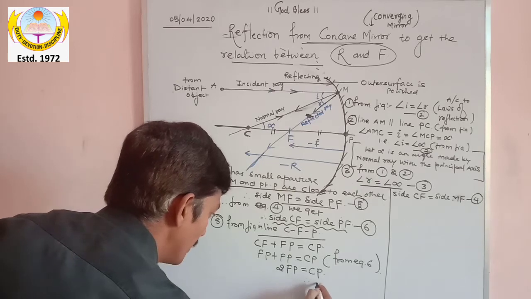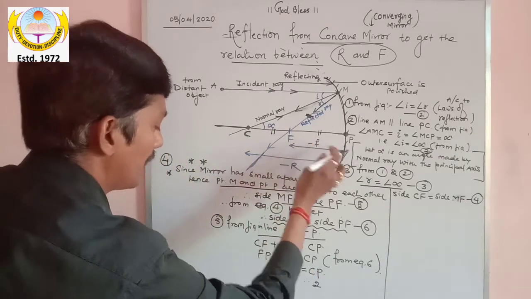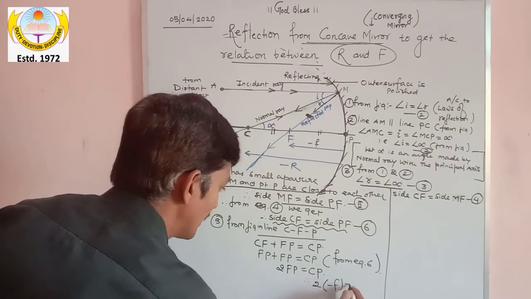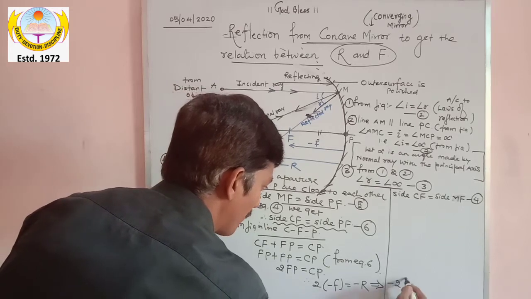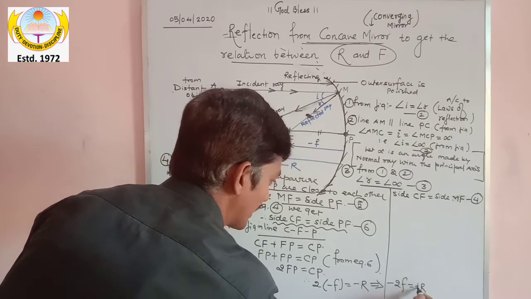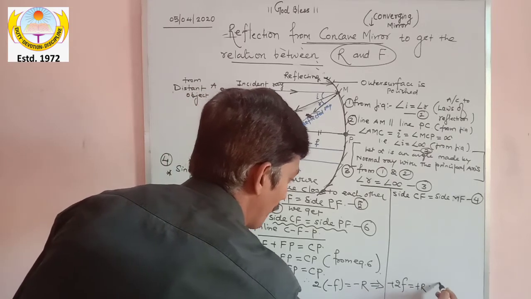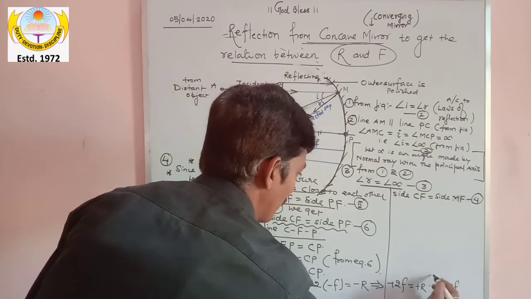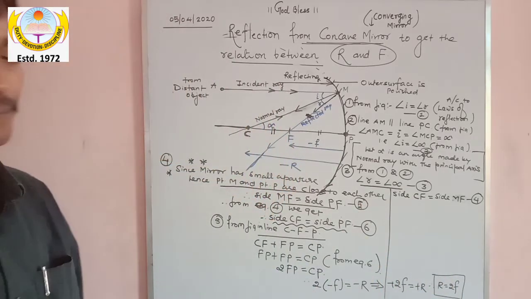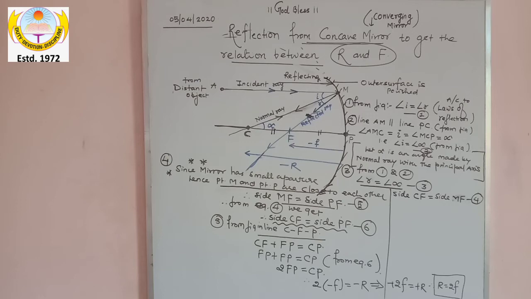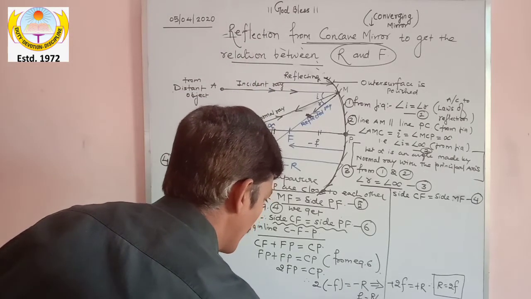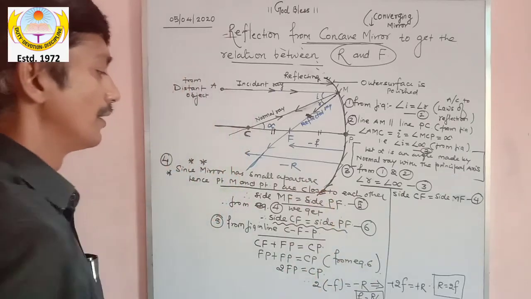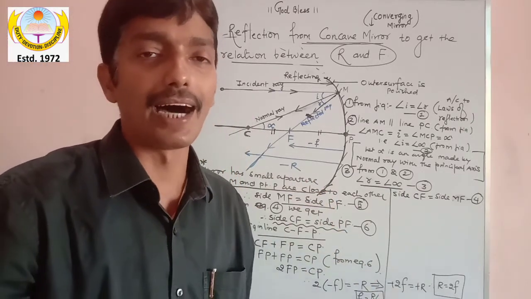Therefore this will be 2, and FP is how much? Here you can say minus F is equal to minus R. So this will give you minus 2F is equal to minus R. Minus and minus cancel, which gives me therefore R is equal to 2F. I hope it is clear, right? So you can see the formula R is equal to 2F, and hence we can say F is equal to R by 2. So this is the relation between R and F.